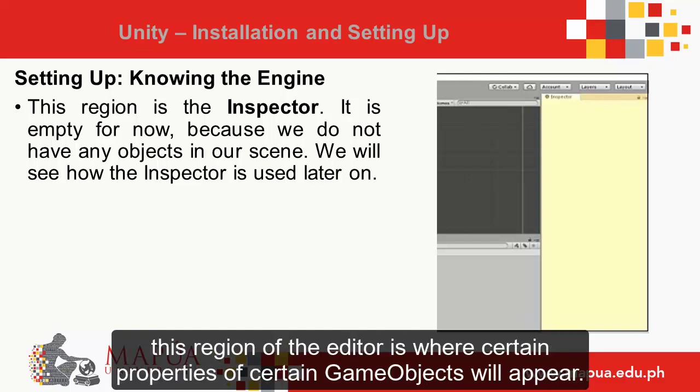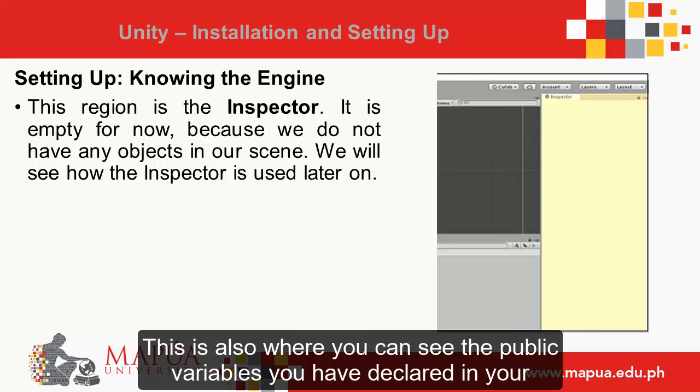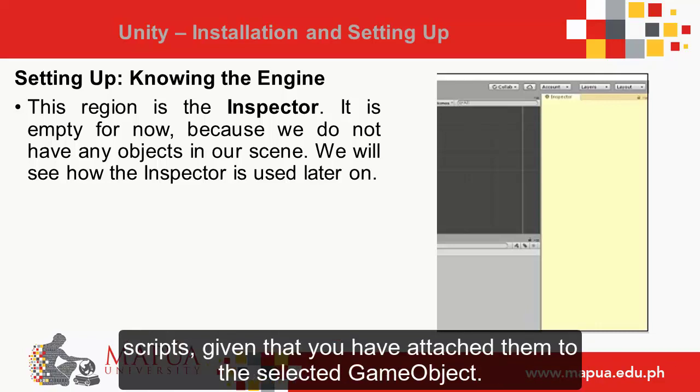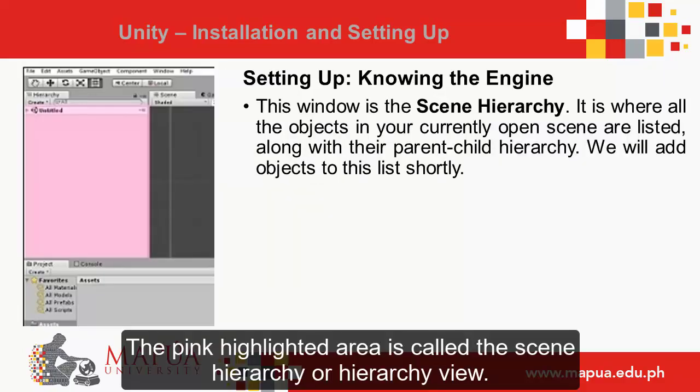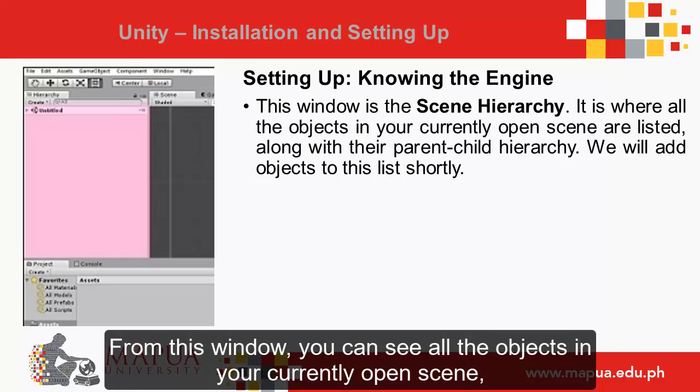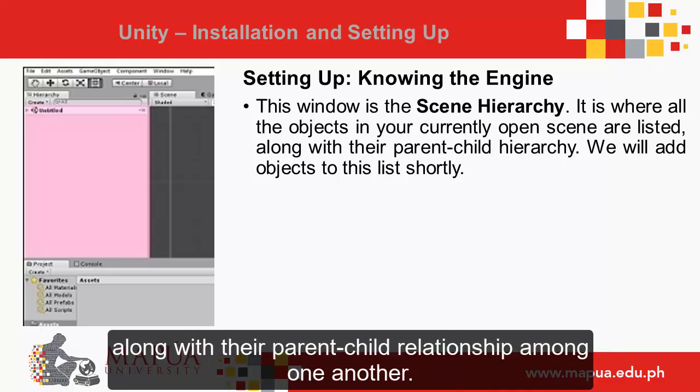Essentially, this region of the editor is where the properties of certain game objects will appear. This is also where you can see the public variables you have declared in your scripts, given that you have attached them to the selected game object. The pink highlighted area is called the Scene Hierarchy or Hierarchy View. From this window, you can see all the objects in your currently open scene, along with their parent-child relationship among one another.